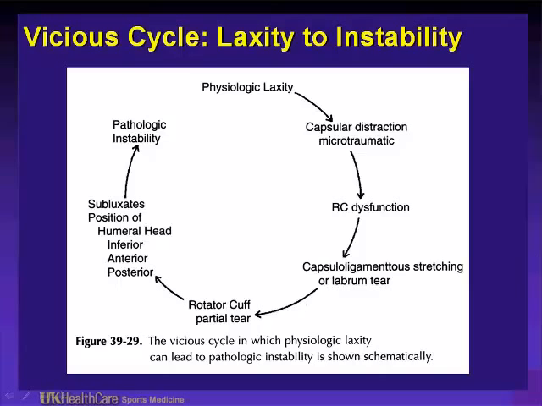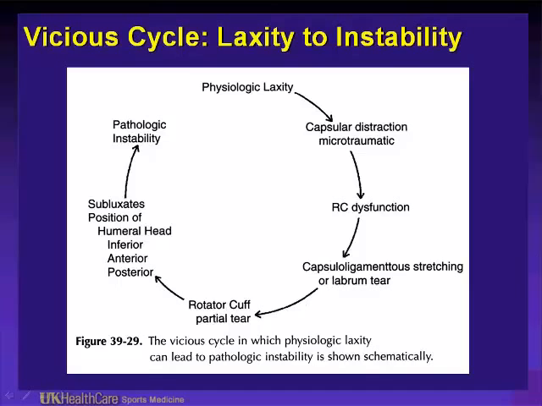So this is a vicious cycle pathway that I feel leads to the rotator cuff weakness that we see in swimmers. It starts off with a physiologic laxity, and if you follow me in this clock face, you get capsular distraction, microtraumatic stretching of the capsule, if you will. Usually not that Bankart lesion or that anterior labral detachment that we see in the football player, but then you get rotator cuff dysfunction, then you get more capsular ligamentous stretching, or a labrum tear. But because they're so loose to start off with in these multi-directional laxities, they stretch the capsule out as opposed to knocking off the labrum or knocking off the bumper in the front.